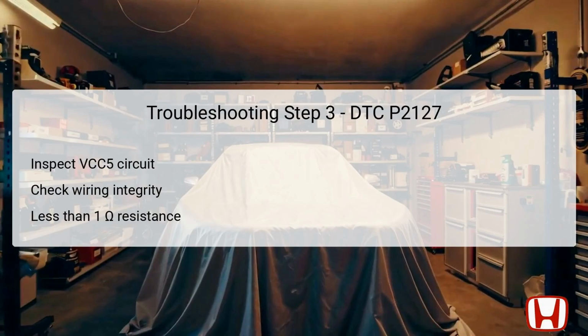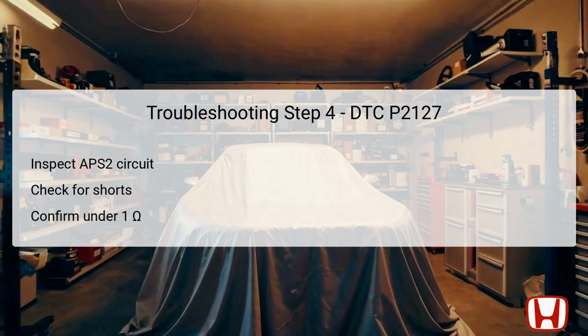The wiring should be tested for continuity and resistance, with checks performed to confirm that there is less than 1 ohm of resistance in the VCC5 circuit. By ensuring the wire is in good condition, we can rule out any open or shorted circuits that might lead to electrical faults. If resistance levels are above this threshold, further investigation will be needed to identify and rectify any wiring issues that could affect the sensor output, emphasizing the importance of robust electrical connections in any vehicle system.